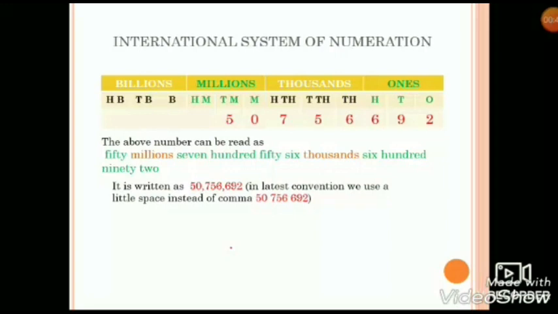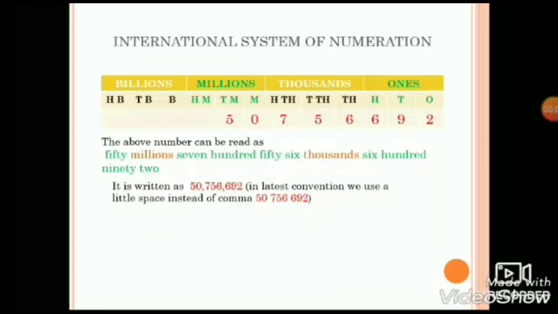Suppose we have to convert this same number into the international system of numeration. So the above number can be read as 50 million, since 5 is there in the 10 millions place and 0 is there in the millions place. So 50 million and 756,692. This way we have to write the word form in the international system of numeration.